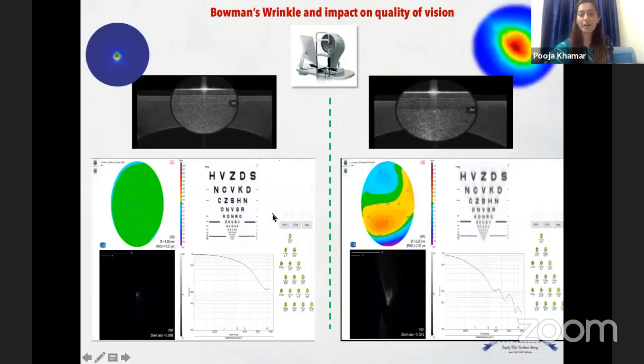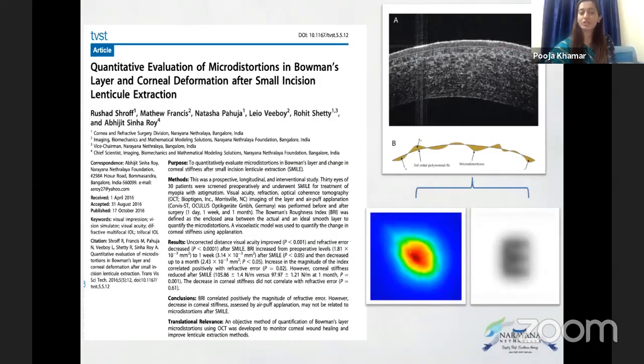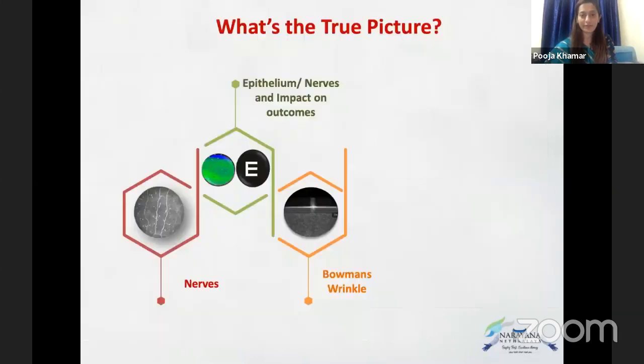And this was how the visual optical quality summary was. The patient with a normal Bowman's layer had a very good quality of vision. However, the patient with wrinkles had poor quality of vision. And this is the paper published by our group, which talks about the same thing: that if there are Bowman's wrinkles present, then yes, your quality of vision can be affected.